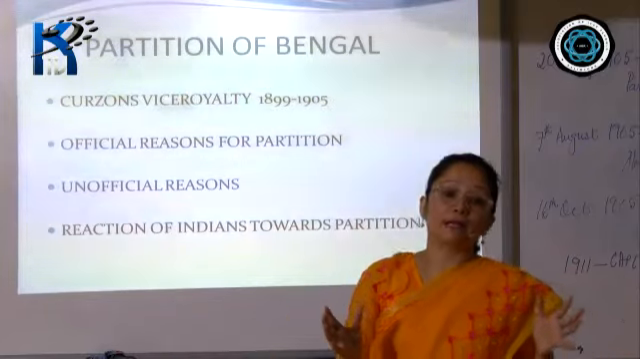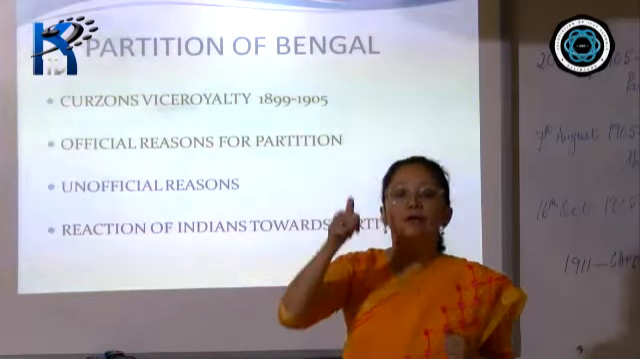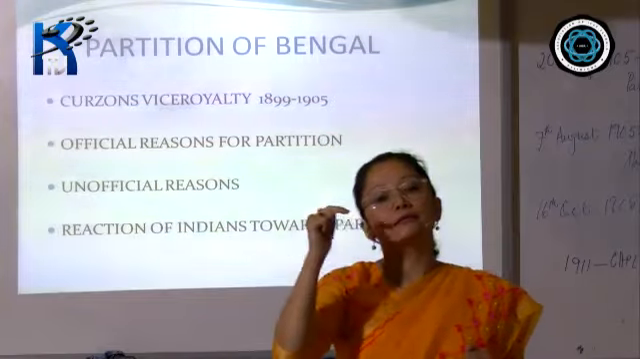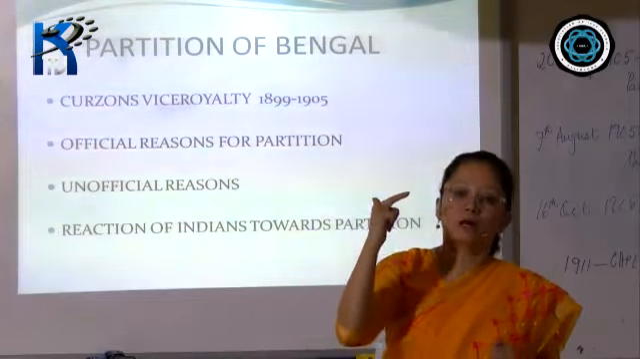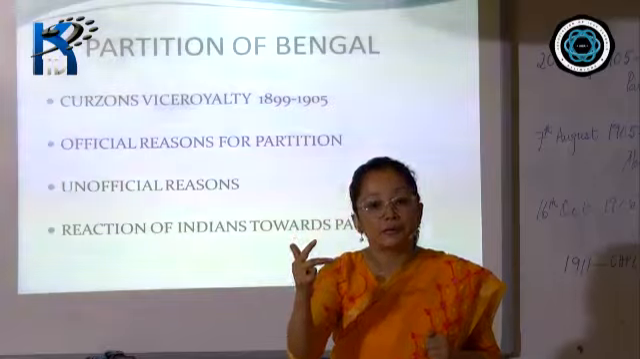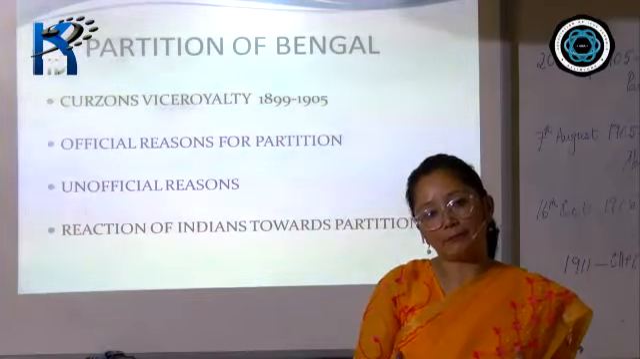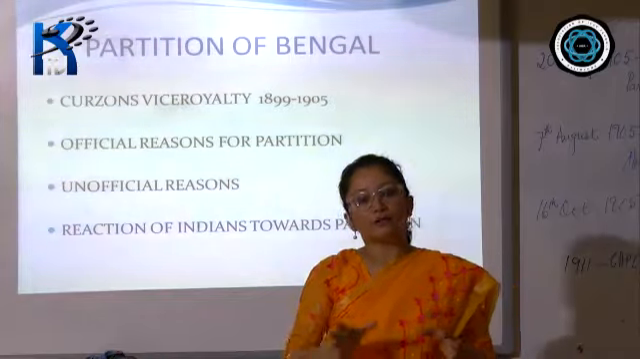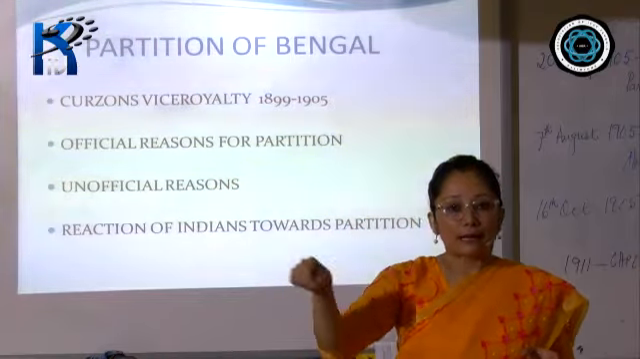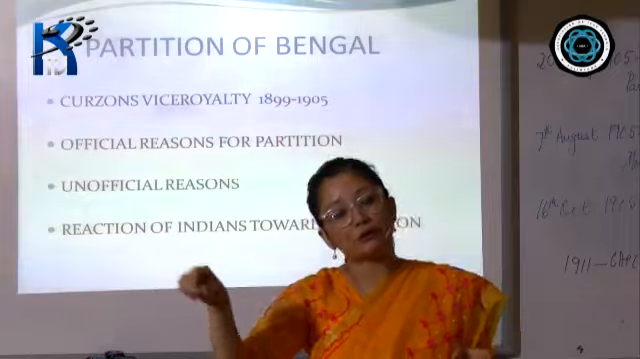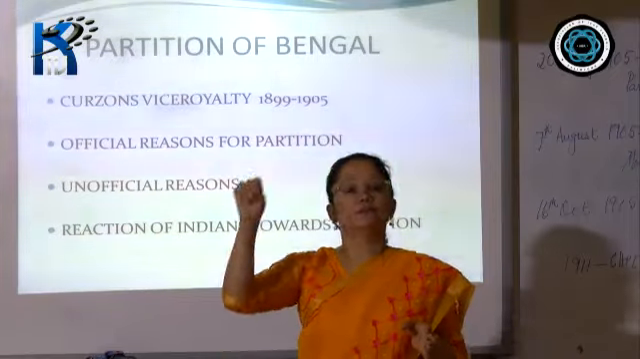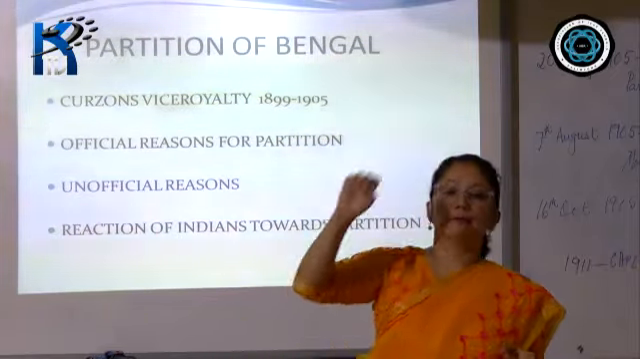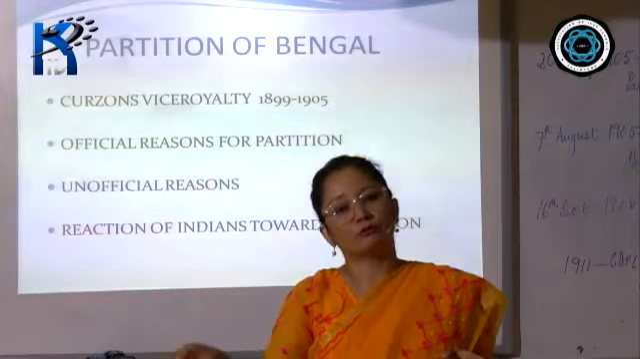Bengal at that time consisted of Bengal proper. It also consisted of parts of Bihar, parts of Orissa, and parts of Assam. So just take a look at the map of India today. Just try to outline the areas of today's West Bengal, Bangladesh, parts of Assam, parts of Bihar, parts of Orissa.